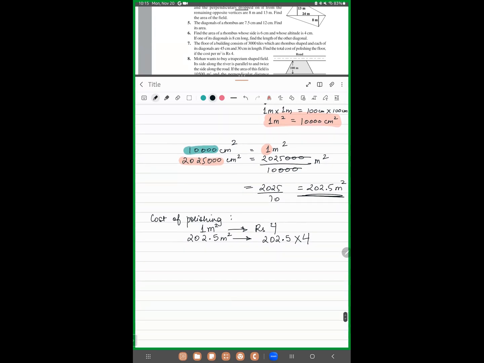So now find it out. How much is this going to be? 810. Okay, good. So this is going to be rupees 810. So this is the cost of polishing the floor.